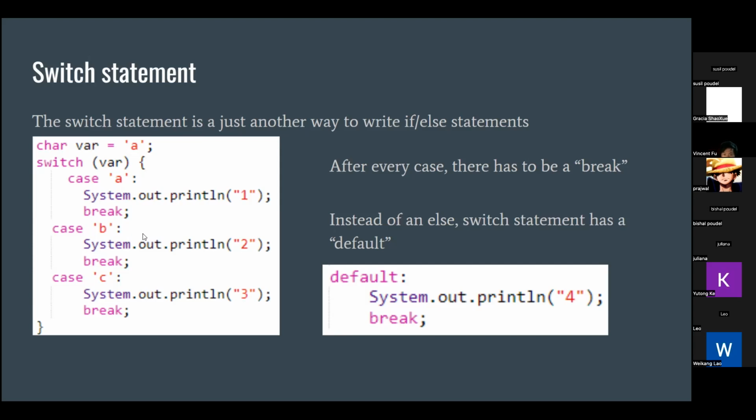And then instead of an else, switch statements have a default statement, which basically has the same function as an else statement. It's just that if all the cases above were not met, then something default would happen. So if I set my variable to, let's say, D, then I don't have a case D. So the switch statement would automatically print out four because all the above conditions were not met.